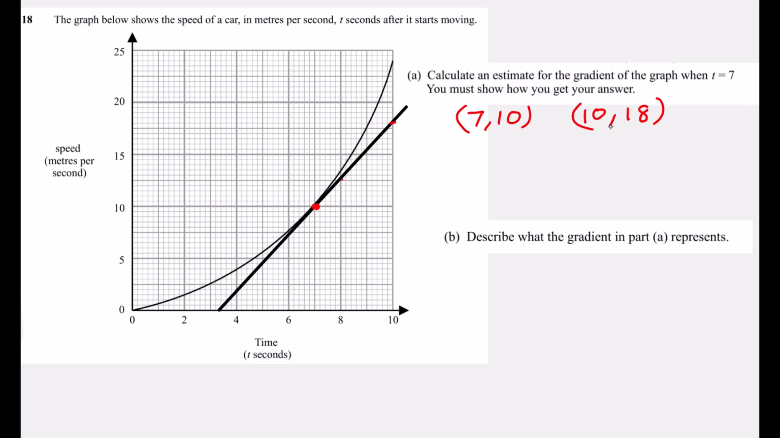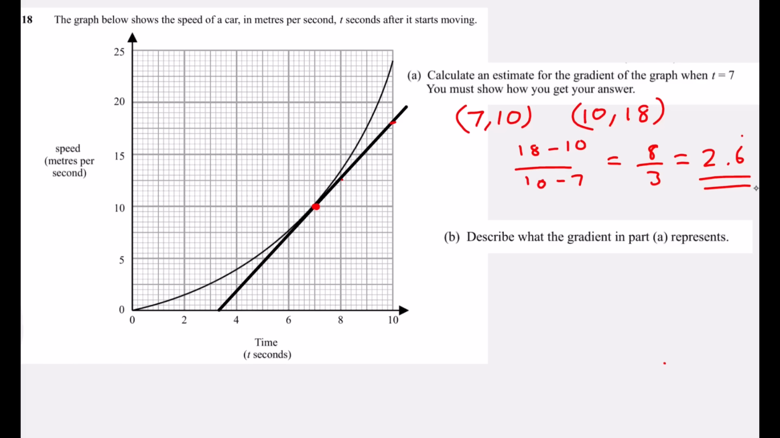And then we find the gradient, so the change in y divided by the change in x. So the gradient of a straight line is the change in y over the change in x. So the y has gone up by 8, the x has gone up by 3. 8 over 3, use the calculator, is 2.6 recurring, or 2 and 2/3.